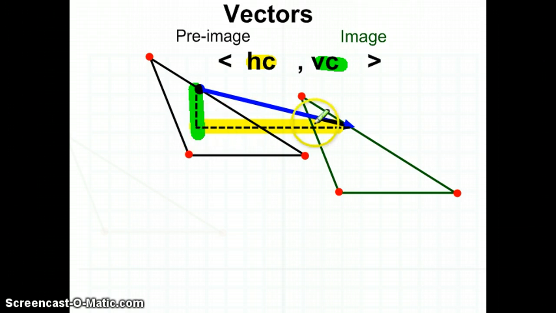Now these lengths can be quantified with numbers. The distance between this point and this point would be the horizontal component, and the distance from this point to this point will be the vertical component. Well, what if you have another transformation that moves the pre-image from the original position to a different position? Will the vector be the same? And actually the answer is no. So let's say, for example, we have a different image.